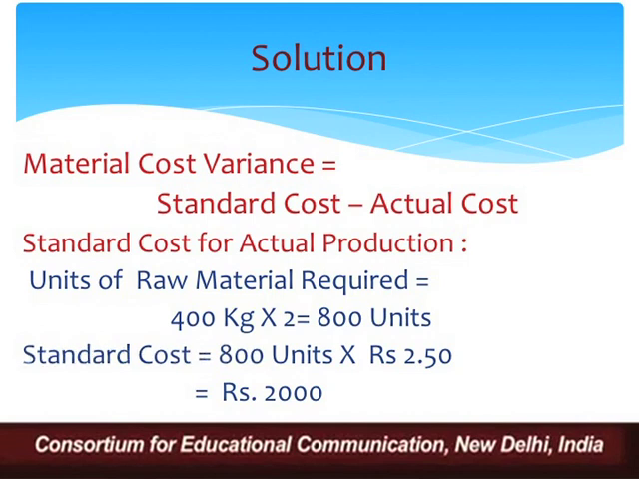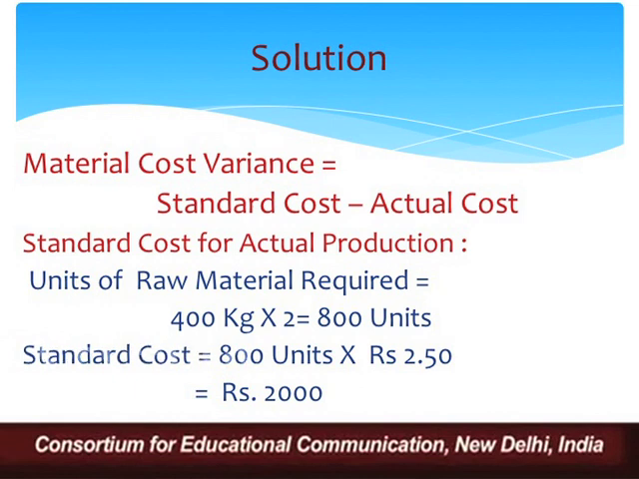You know the formula: standard cost minus actual cost. This is the formula for material cost variance. So we have to put the values in the formula so that we can get the material cost variance. We have to calculate first the standard cost for actual production. Units of raw material required: the question says that you require 400 kilograms for 1000 units, you are producing 2000 units, so how many units of material do you require? 800 units. So 800 units of raw material you require.